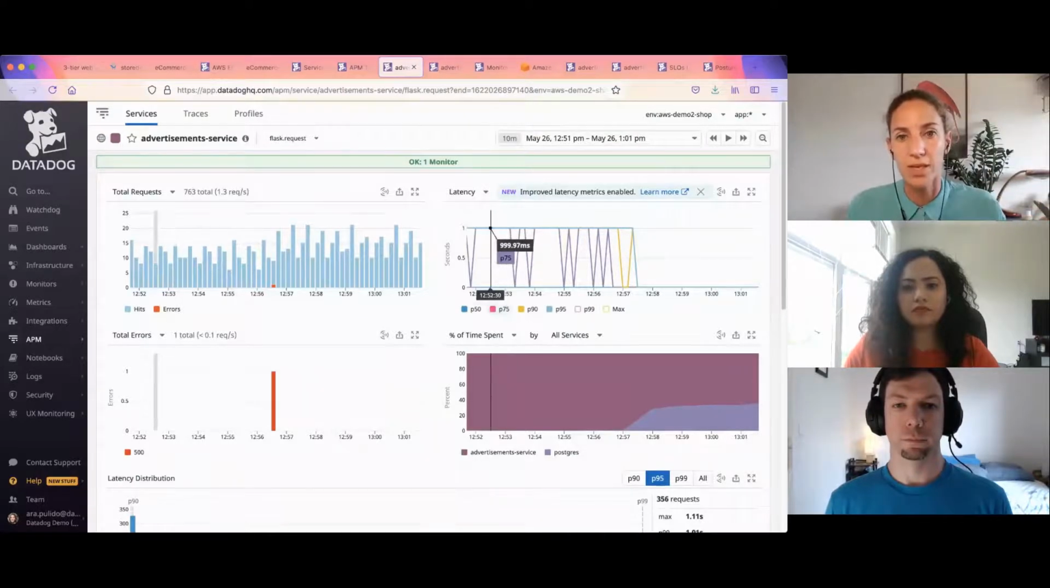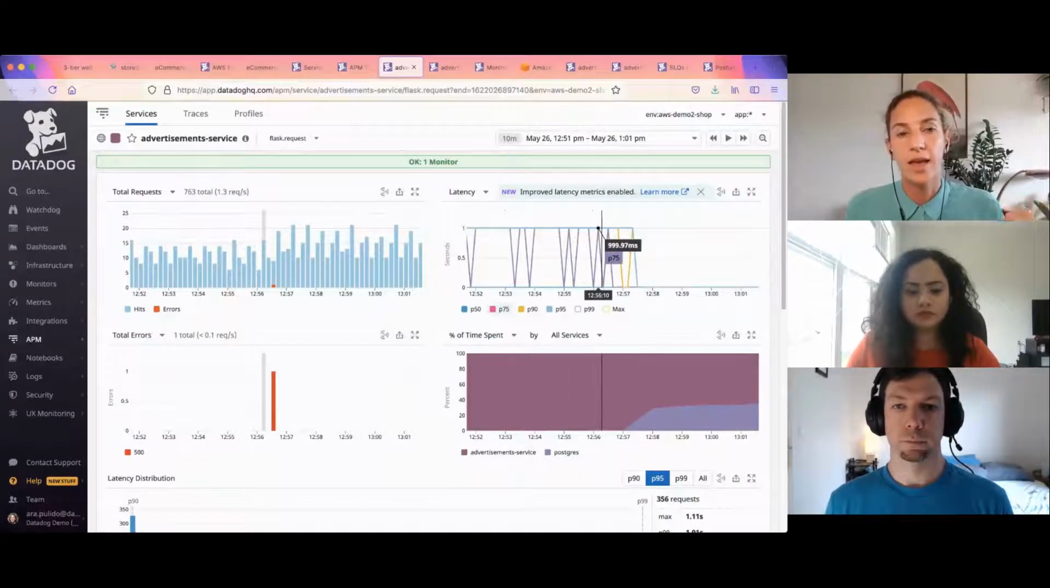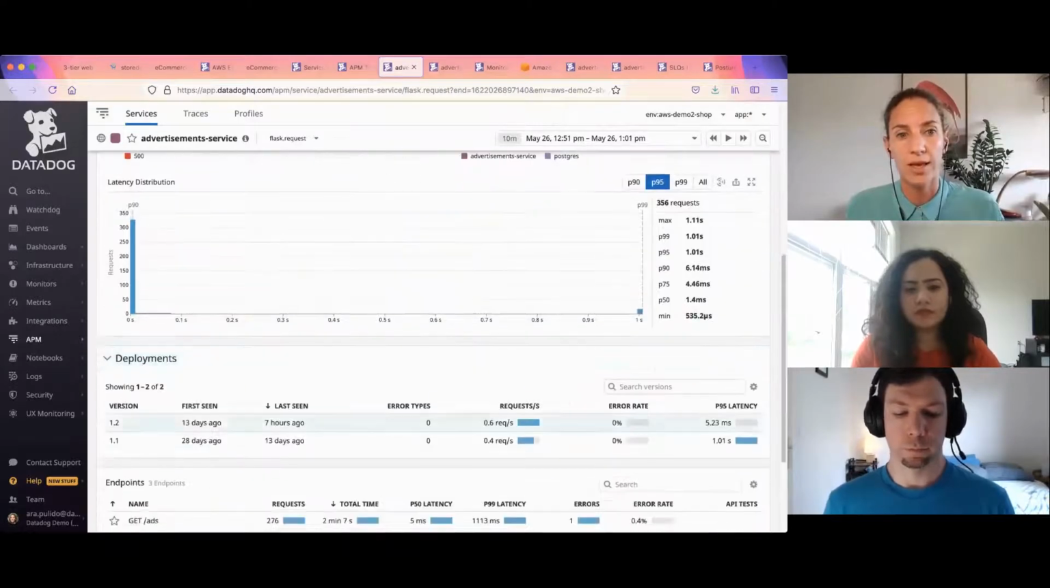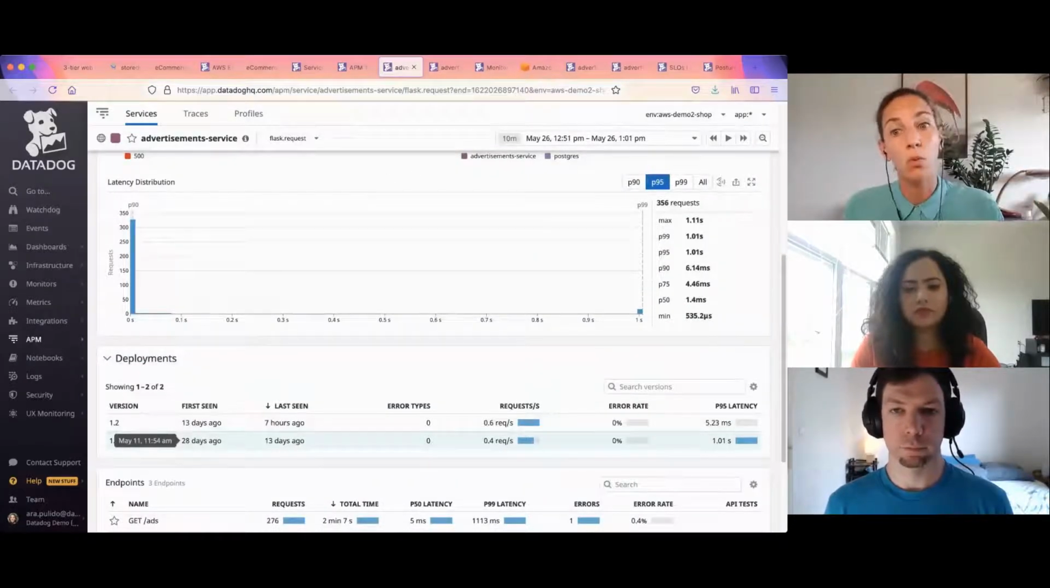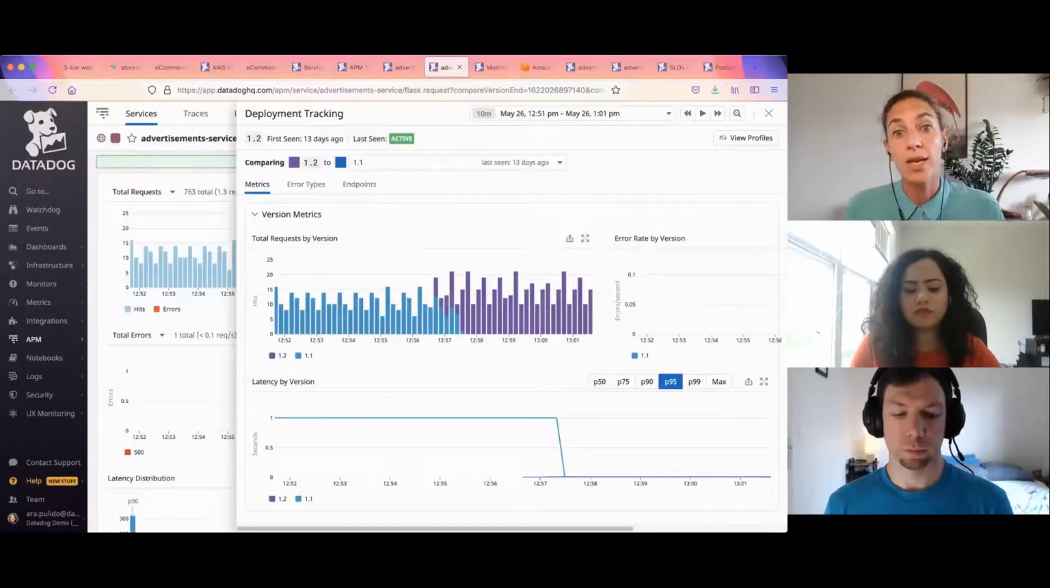And we see here this. So we had this high latency. This is the ad service page that you get in Datadog when you're instrumenting your application for tracing. And you can see that the latency was very, very high and suddenly dropped. This was when we released the new version. We can see here the difference between version 1.1, which was the version that had the issue, and version 1.2 that fixed it. We can drill down actually and see exactly how that was happening.